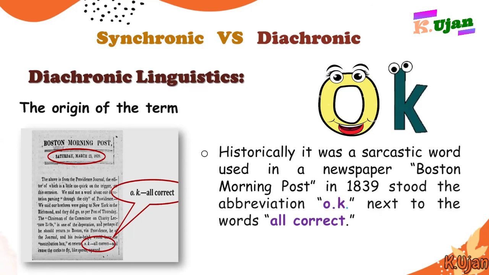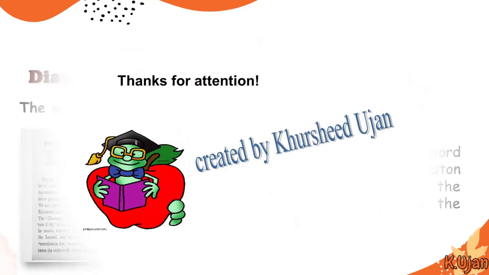But today it is used as okay to mean everything is right. So the very first time, the Boston Morning Post in 1839 put the abbreviation okay next to the words all correct. So this is another example of diachronic linguistics, our approaches.